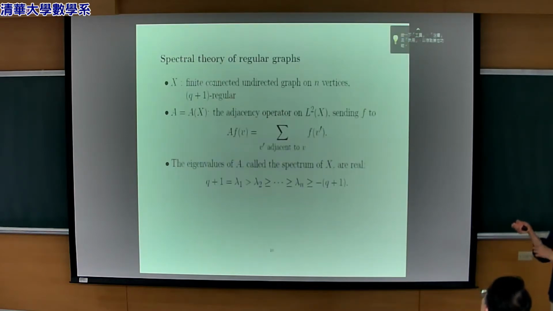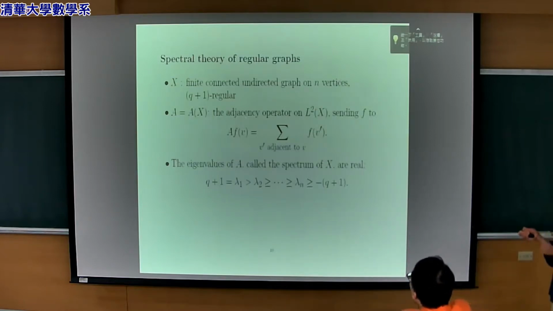So describing this graph is the same as describing the adjacency matrix, whose rows and columns are parameterized by the vertices, and the ij entry tells you how many edges from vertex i to vertex j. And the adjacency matrix can also be viewed as an operator on the L2 functions on the vertices of the graph. It sends the function f to another function whose value at the vertex x is the average over the neighbors.